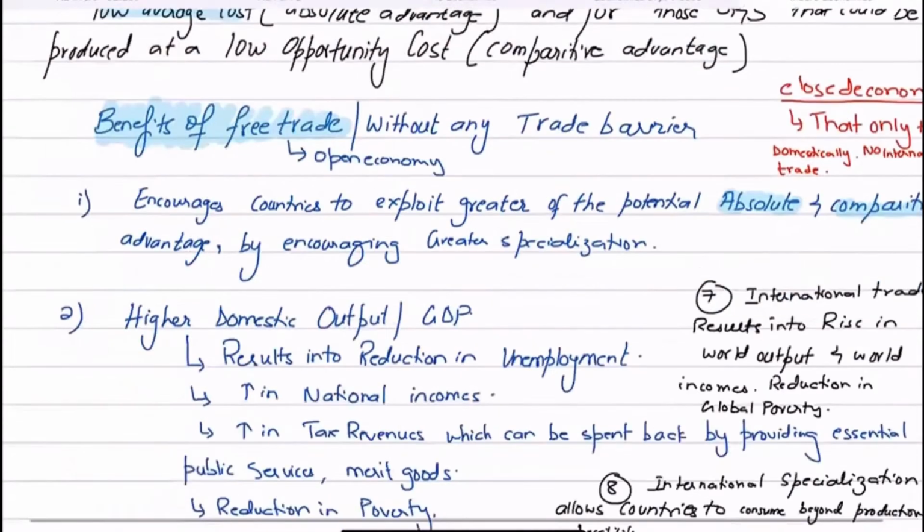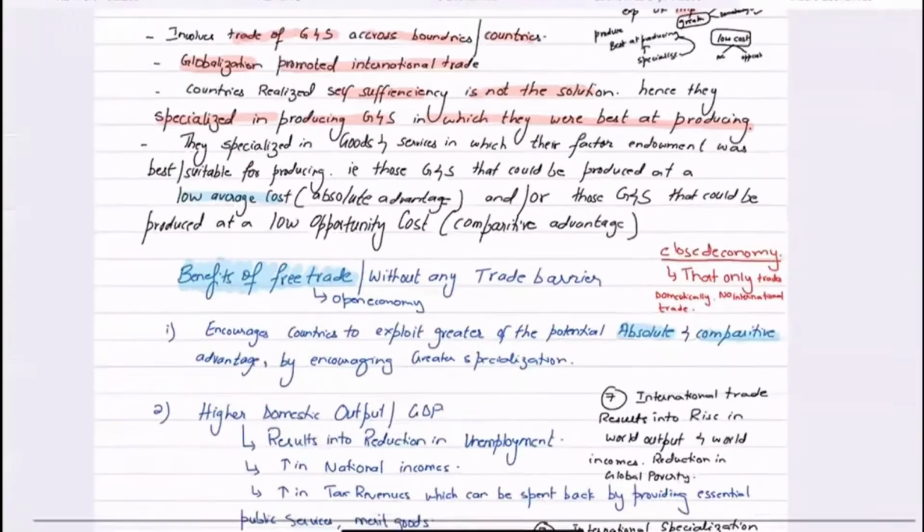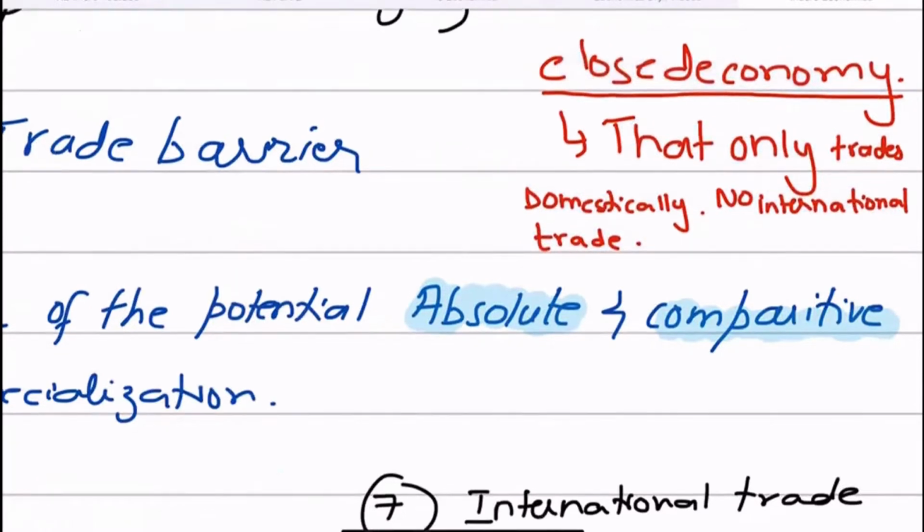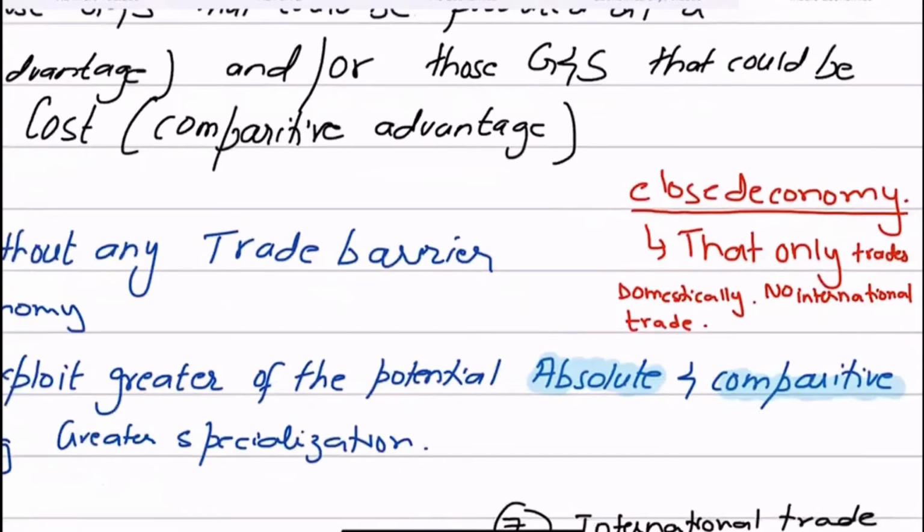Benefits of free trade? Now, first of all, remember, what is a closed economy? A closed economy is an economy that only trades domestically. There's no international trade taking place at all. So that's a closed economy. It trades internally, maybe between cities and states. Opposite to a closed economy is an open economy. An open economy is an economy that does international trade, right? That is, it imports and exports.